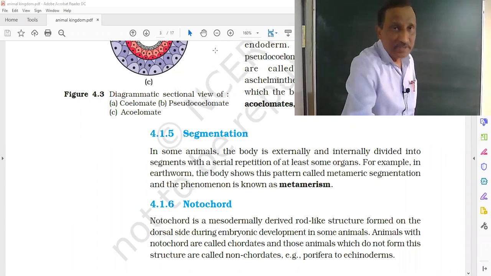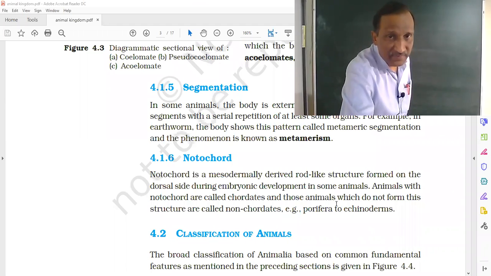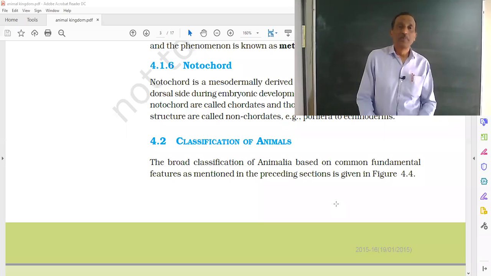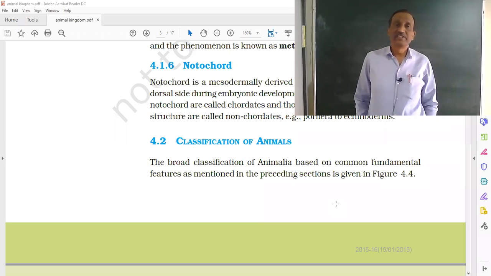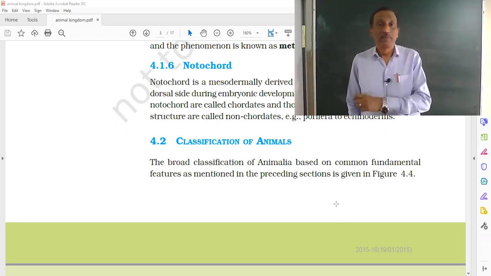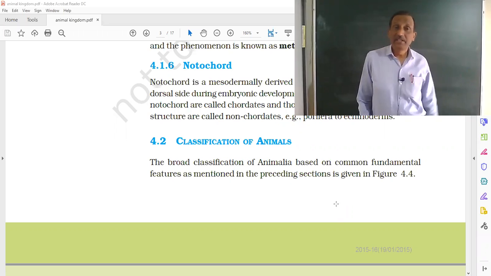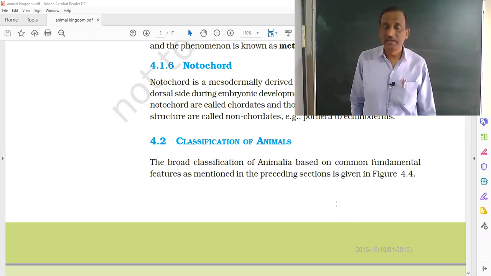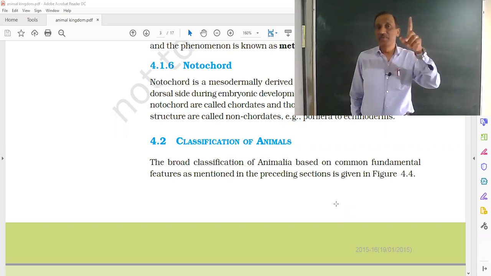aside. Okay, so the next topic is classification of animals. Now we already studied in chapter 1 that classification is done in order to make our studies simpler. Because I said the animal kingdom is such a big kingdom. How will we study them? And I already described this when I was teaching chapter 1 and chapter 2.